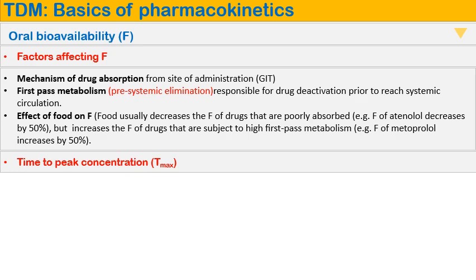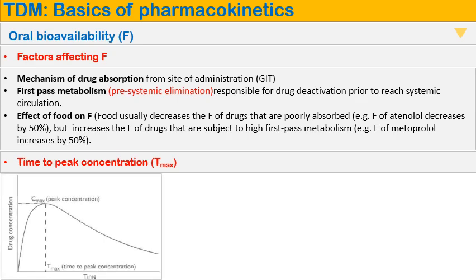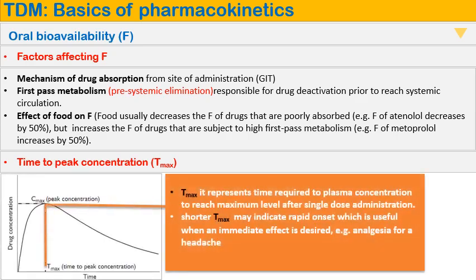T max and C max is determined. T max إضافة إلى C max يكون determine what the rate of absorption. Okay. T max and C max. فهنا T max represent the time required for plasma concentration to reach the maximum level after single dose administration. Shorter T max indicate rapid onset and rapid absorption. It is required when there is an immediate effect desired.